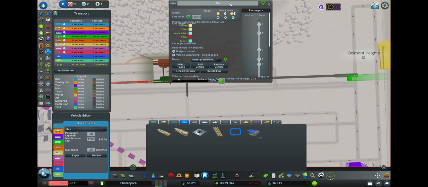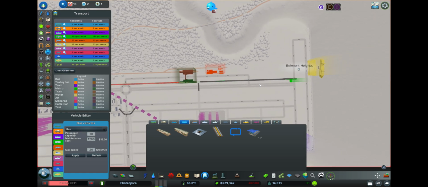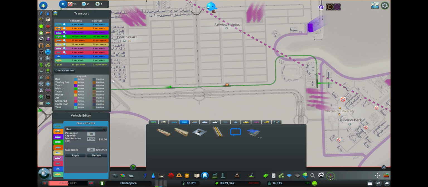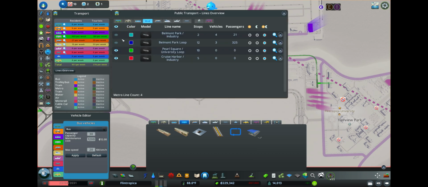And then this was the Pearl Square University line or loop. And yeah, we'll leave that one green. Okay, so that takes care of our lines. Let me make sure they're all visible again.